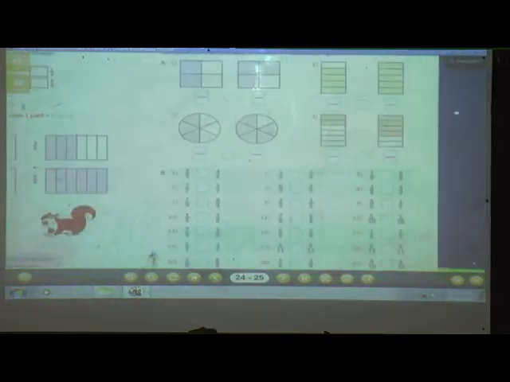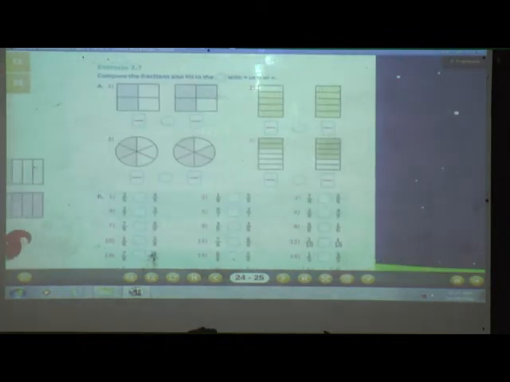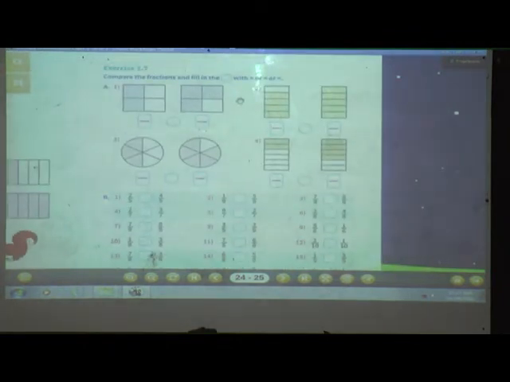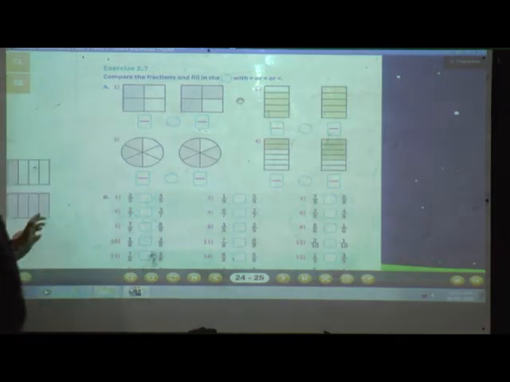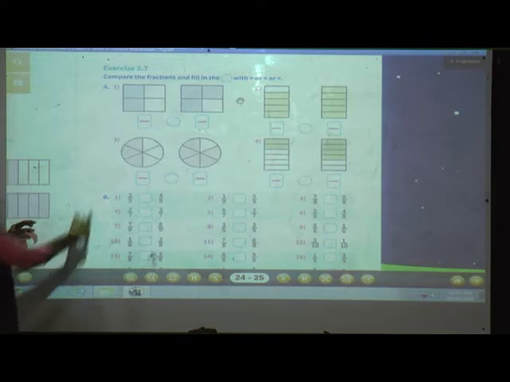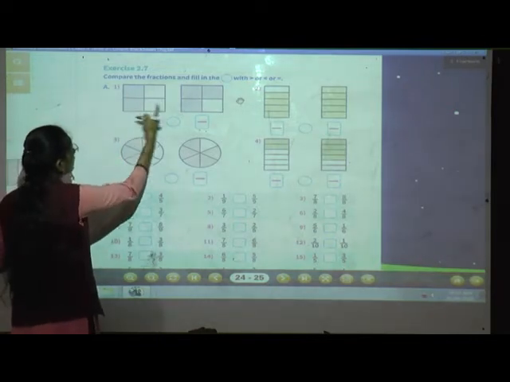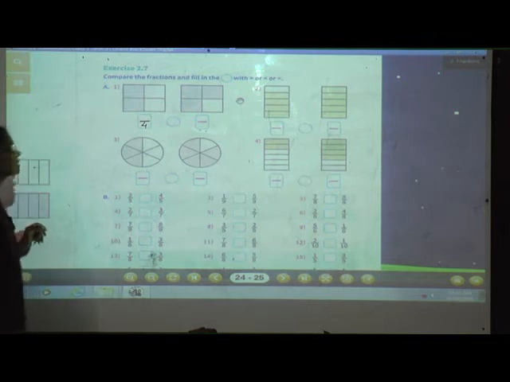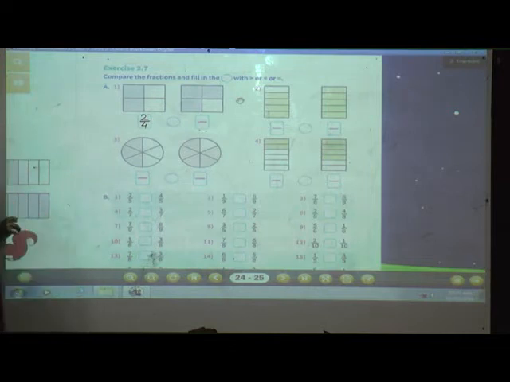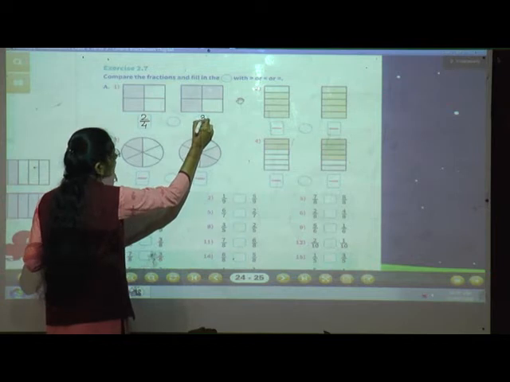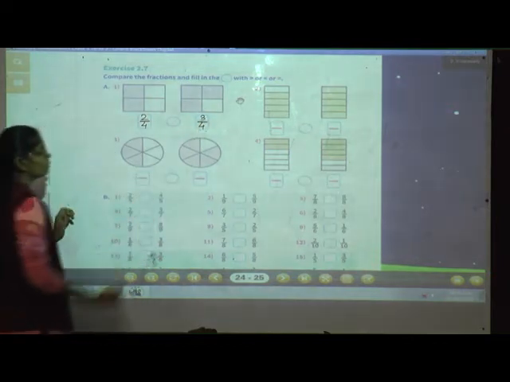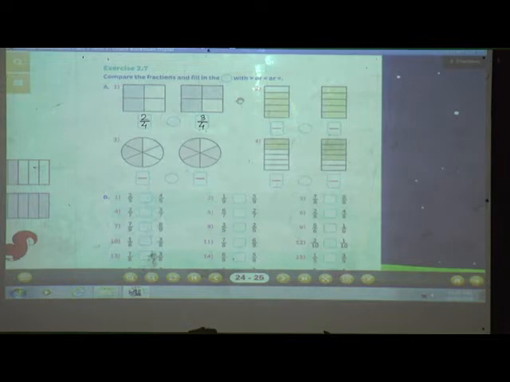Clear? Now we'll move to the next exercise, that is 2.7. See page number 20. Compare the fractions and fill in the blanks with smaller than, greater than or equal. Now see this first one. Here 1, 2, 3, 4. This whole is divided into 4 equal parts, and out of that 4 parts 2 are shaded. So the fraction here is 2 by 4. And what is the fraction of this figure? How many parts are shaded? 3. And how many total parts? 4. So the fraction is 3 by 4.